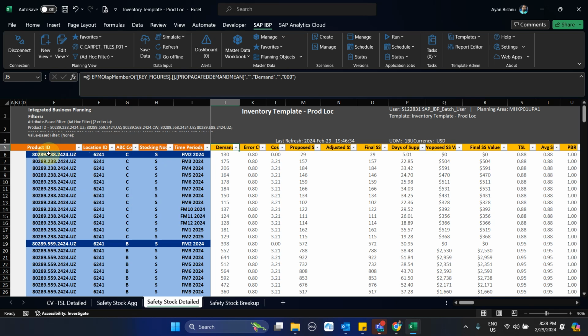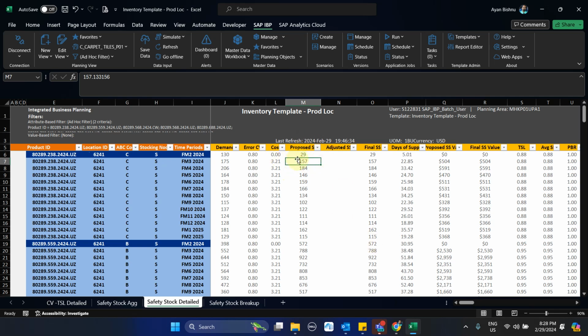So here in this case, for this product location combination, I have a propagated demand of 130. Let's take the example of month 3, because February is almost over, so it doesn't make sense. In month 3 I have a total demand of 175 with a pathetic error CV of 0.8. That means the error CV is very bad, and based on that, the system has recommended a proposed safety stock of 157.